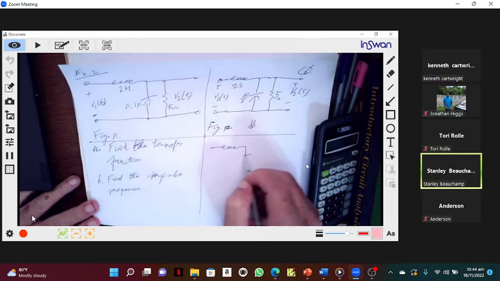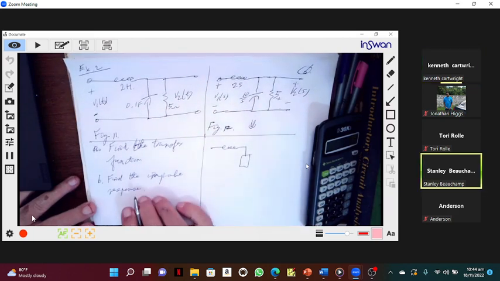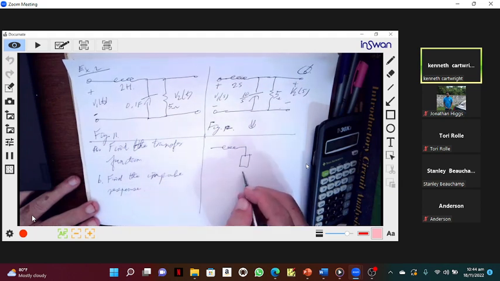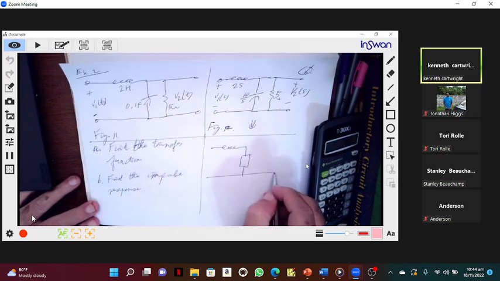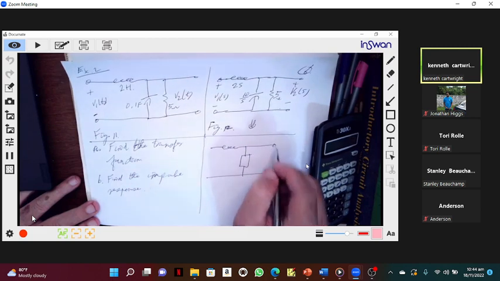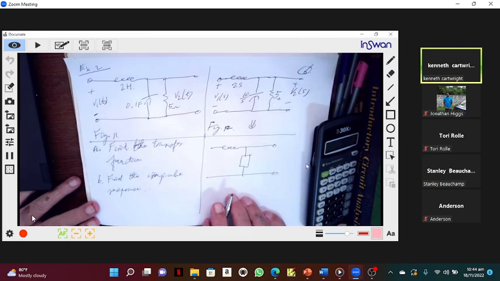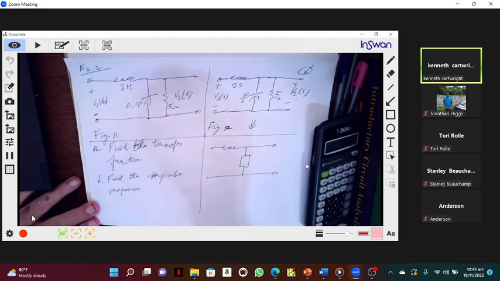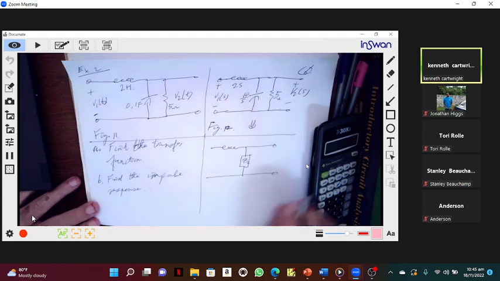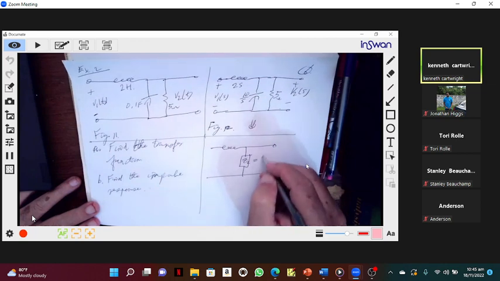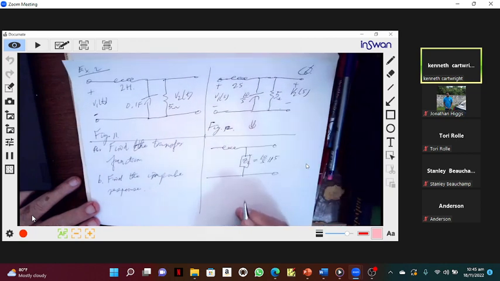Is it not obvious to you that the capacitor and the resistor are in parallel? That's not obvious to you? So that is one. Let's call it Z2. Z2 is simply what? 10 over S in parallel with 5. And now we have a series circuit.